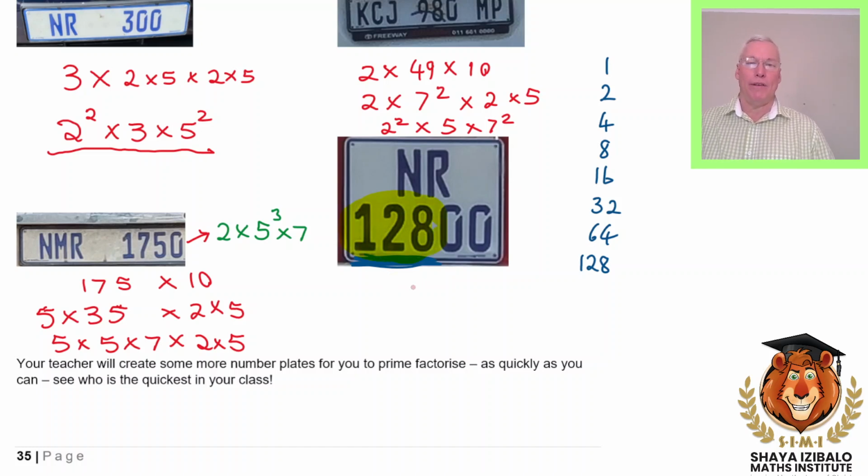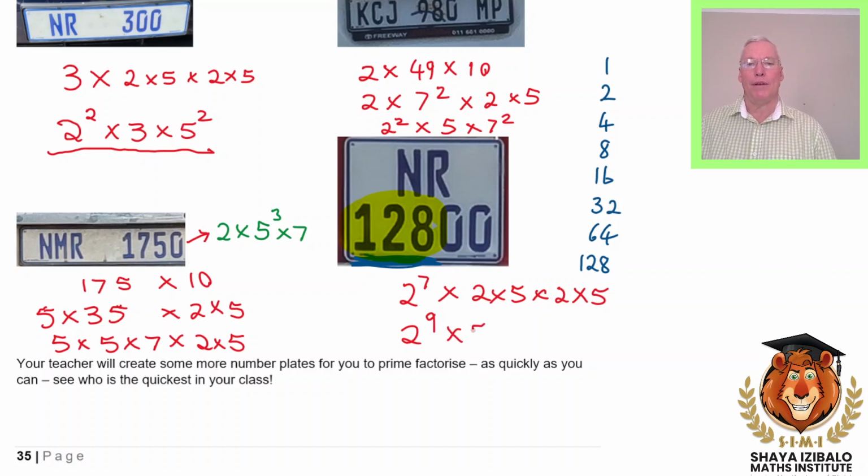Then we've still got the other 100. So we've got 7 2's times 100. But remember, we know about 100. We know that 100 is 2 times 5 times another 2 times 5. It's just 10 times 10, isn't it? So how many 2's have we got altogether? 9 2's and 2 5's.